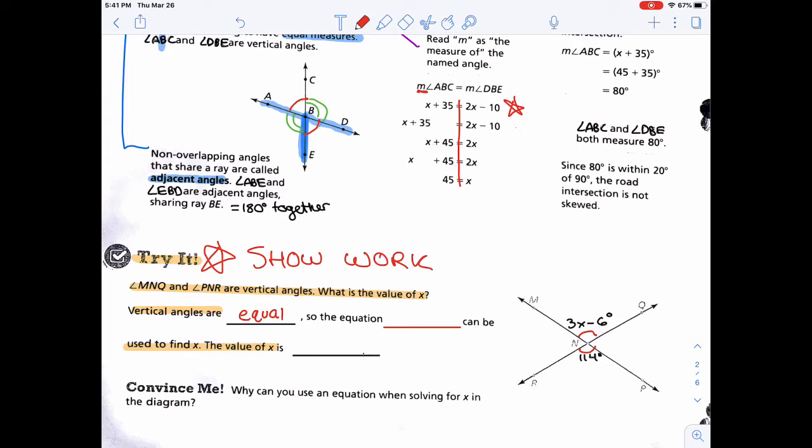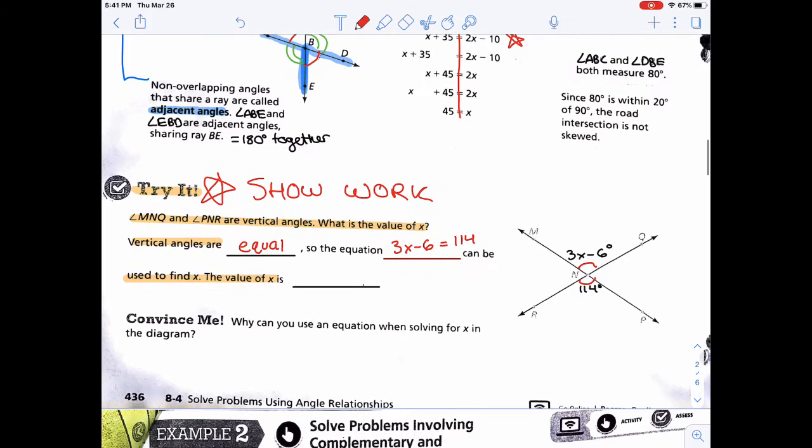So the equation would be 3x minus 6 is equal to 114. And that's what we're going to use to find x. So down here, I'm going to go ahead and do that. We have 3x minus 6 is equal to 114. Again, remember drawing your line for your equal sign.